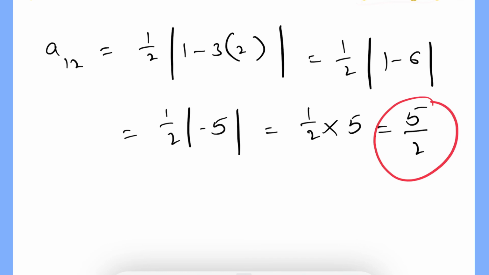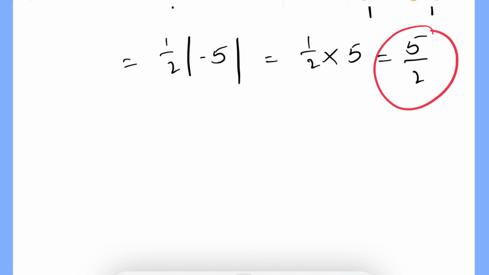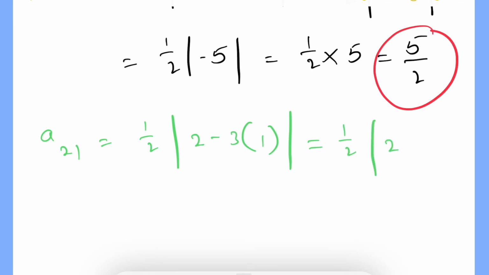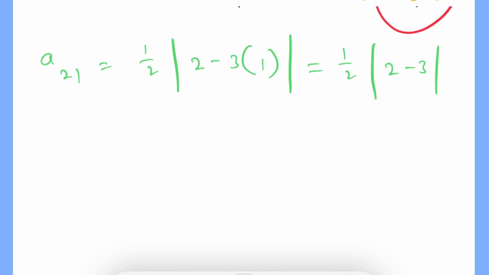Next, let us move to the second row. That is A21, which is equal to half modulus of i minus 3j. So i is 2, minus 3 into j, which is 1, equals half modulus of 2 minus 3 ones are 3, equals half modulus of 2 minus 3, which is minus 1. Half into modulus minus 1, 1, is nothing but 1 by 2.